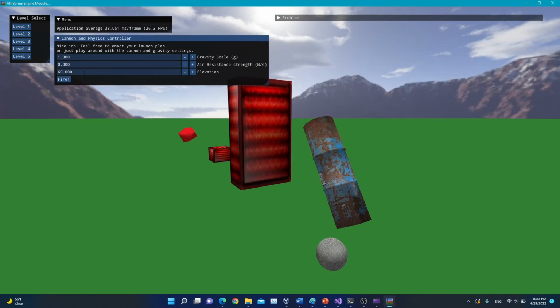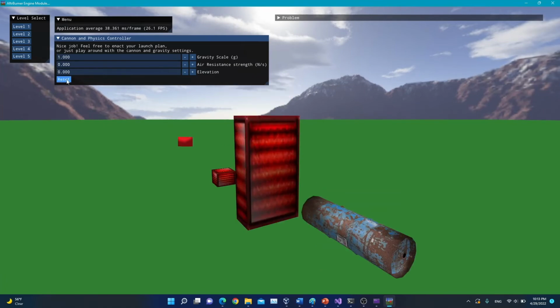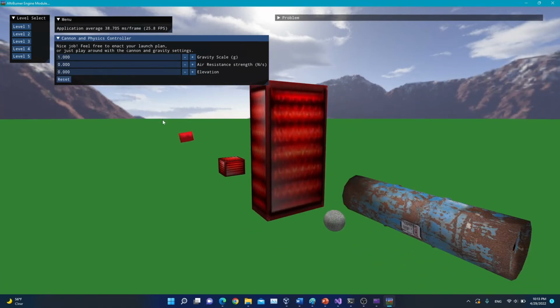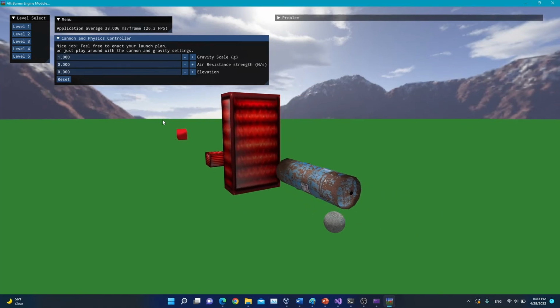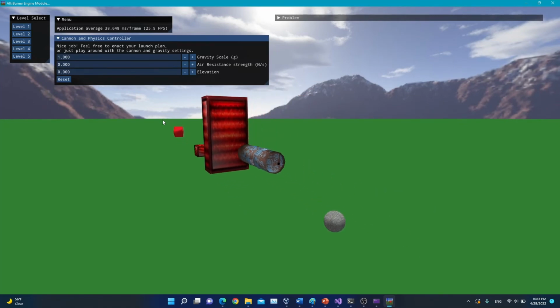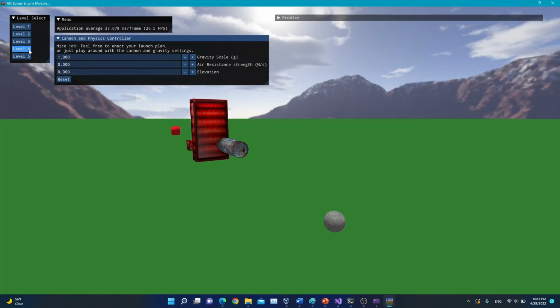Nice. And as we can see, if I set the elevation to 0, yep, the wall is indeed immovable, and yeah, that's not going to work. But points for effort.